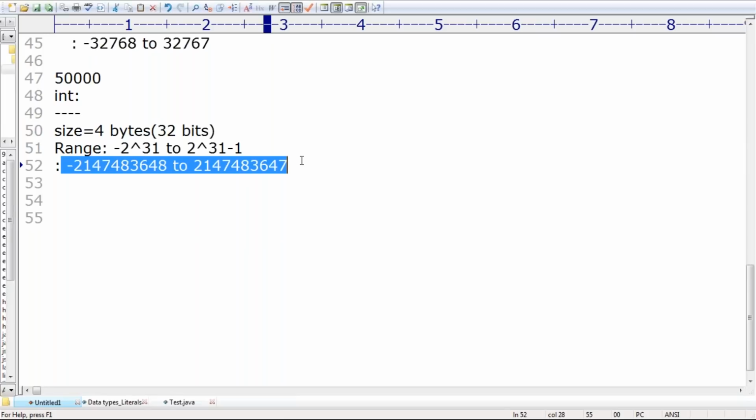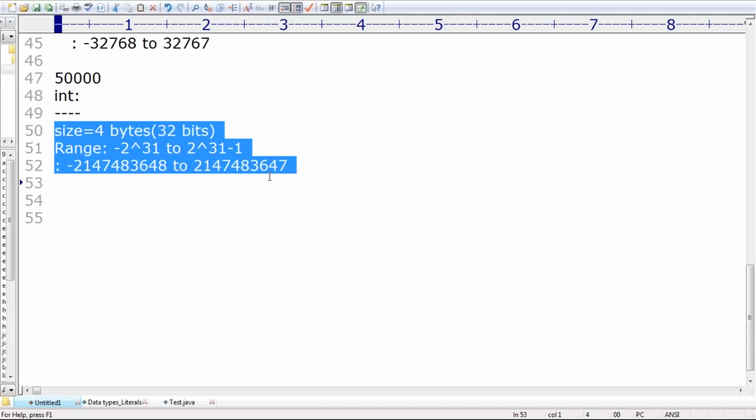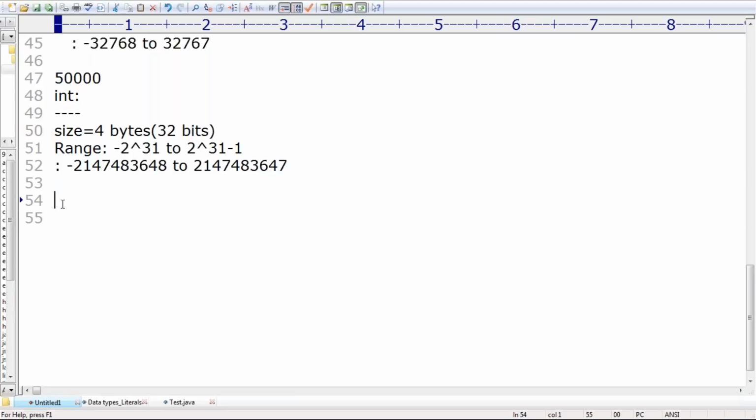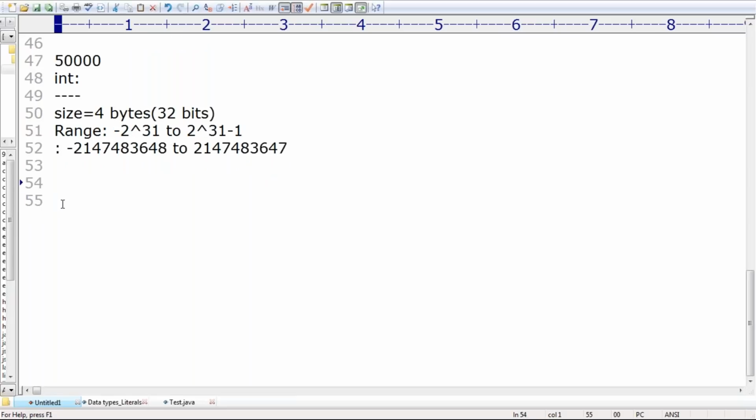Remember, the most commonly used data type is always int because this is the most commonly used range in our programming. Whether it is 10,000, 20,000, 50,000, 1 lakh, or 10 lakhs, if you want to represent it, then happily we can go for the int data type. Clear for all of you, right? What is the size? What is the range? You people should be aware, sir.